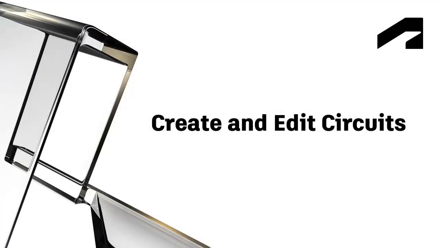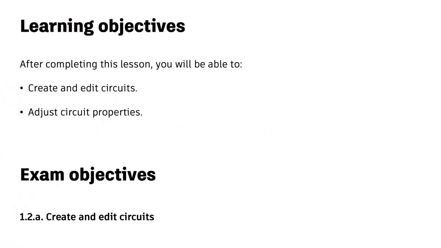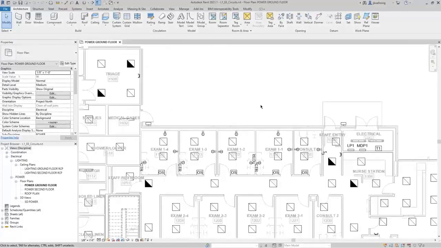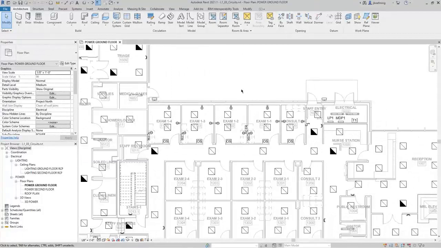In this lesson, we will cover creating and editing circuits and adjusting circuit properties. In this model, lighting fixtures have been placed along with some of the electrical devices. At this point, you can begin creating circuits. You can create circuits for power systems along with some low voltage systems, such as data, telephone, and fire alarm. In this lesson, we'll look specifically at power systems. And the important thing to keep in mind is that only compatible devices can be connected.